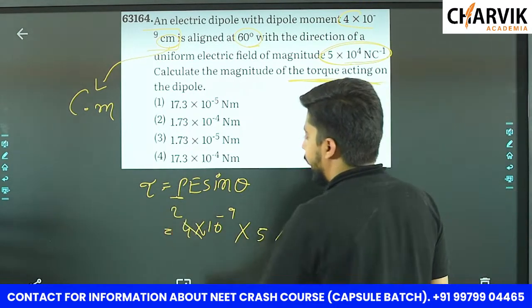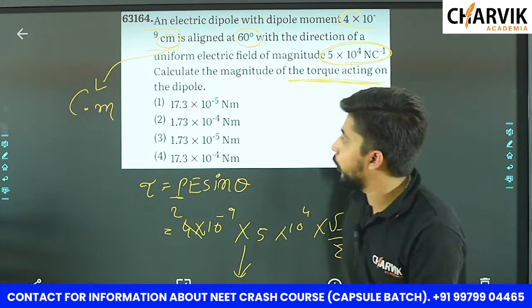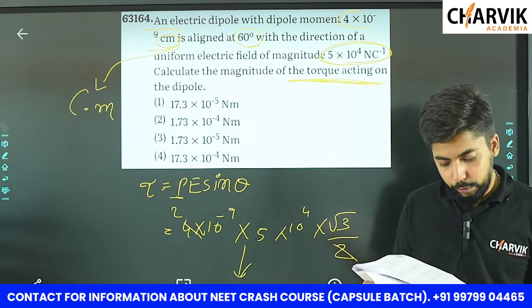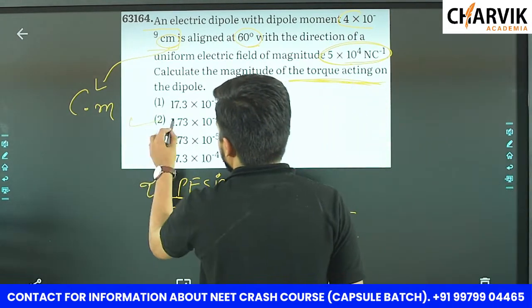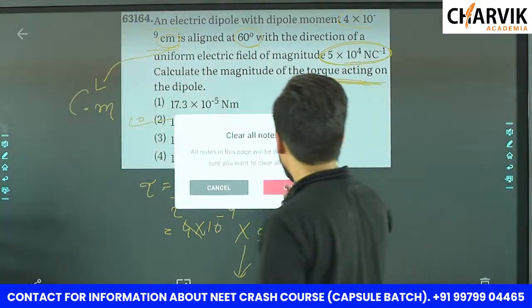2 and 4 get cancelled. Again, just place the values and do the calculation, and after the calculation in your calculator, you will be getting the answer, second option, which is 1.73 into 10 raised to -4. Okay, so let us move to the next question.